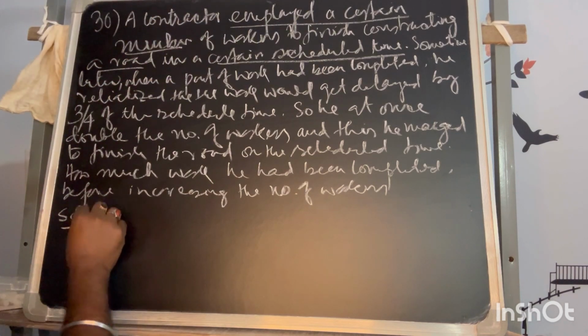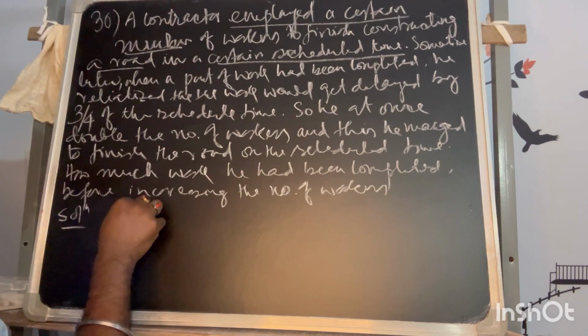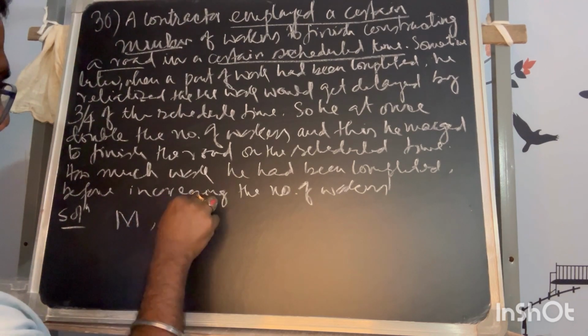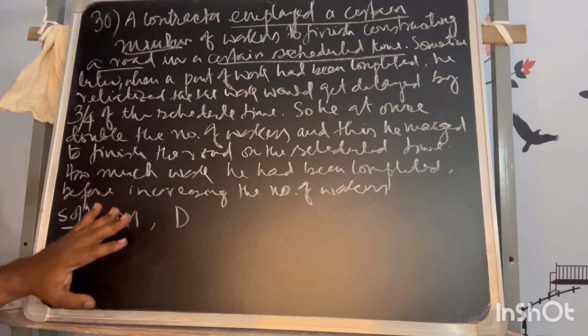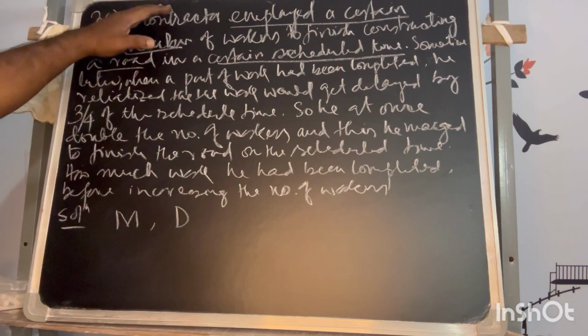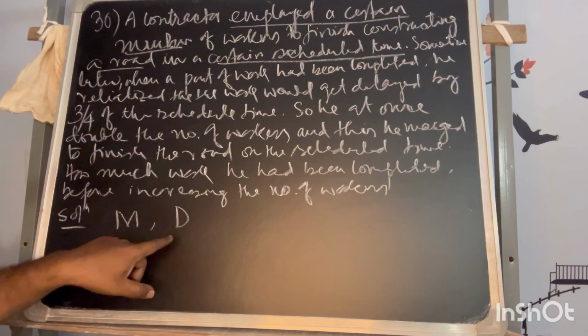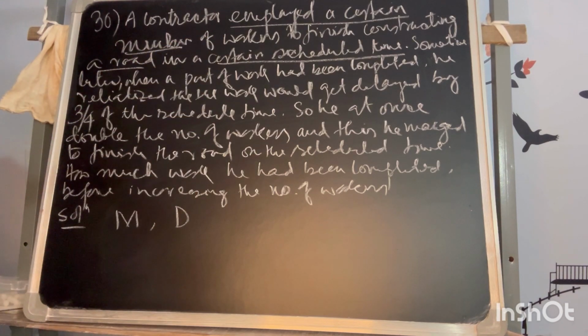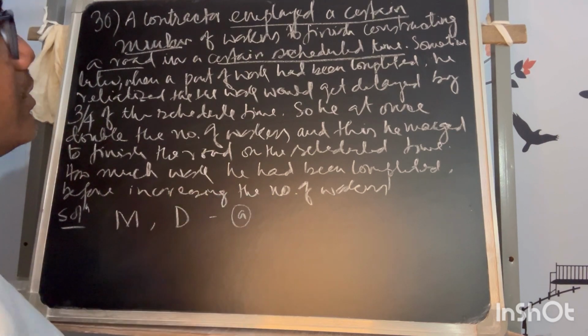So first, pre-assumptions for us: number of men is M, number of days is D. These two are unknown, so we are assuming the number of men, as per his assumption to complete the road, is M and the scheduled time given is D. Fine, so this is the first part, part A.